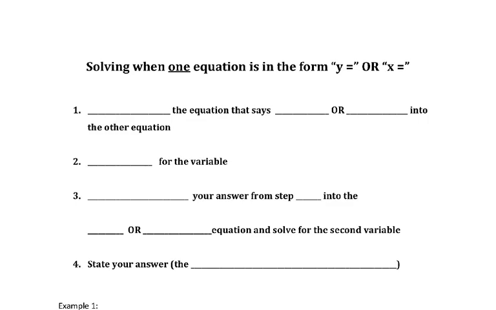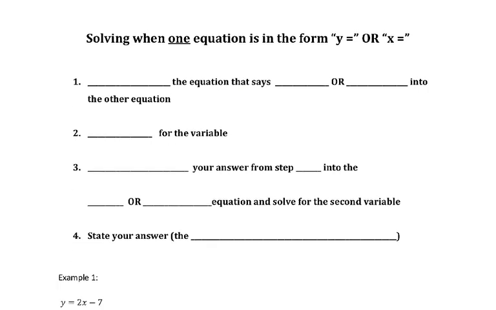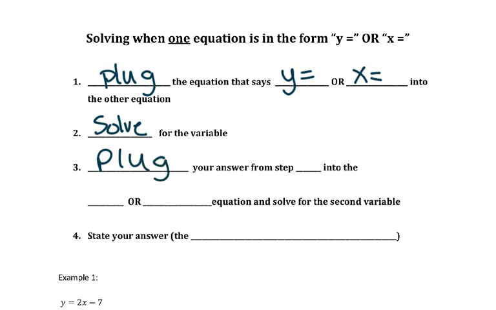Okay, now the second way we have this is when we're solving when only one of the equations is in the format of y equals or x equals. So step one, we're going to plug the equation that says y equals or x equals into the other equation. We're then going to solve for the variable that's in the equation we've created. We will plug your answer from step 2 into the y equals or x equals equation and solve for the second variable. And then again, we're going to state your answer, and it's going to be the intersection point.